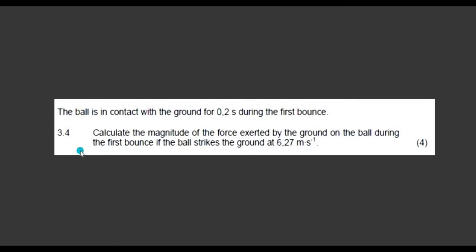The last question we will look at is question 3.4, where the ball is in contact with the ground for 0.2 seconds during the first bounce. And then we have to calculate the magnitude of the force exerted by the ground on the ball during the first bounce if the ball strikes the ground at 6.27 meters per second. So let me show you how you would go about solving that particular problem.